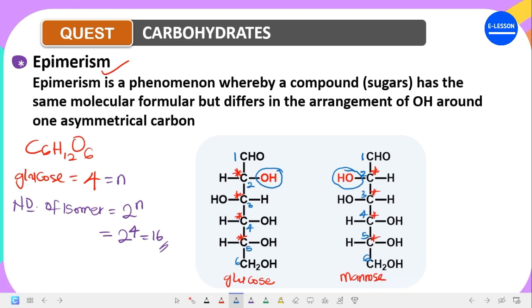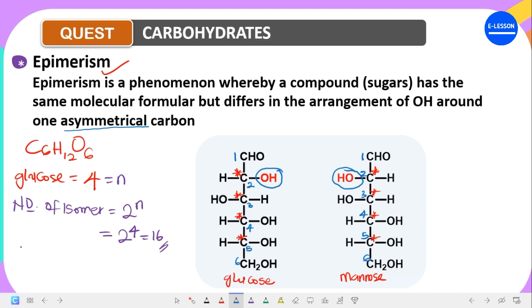Isomers, because they differ in the arrangement of the OH around one asymmetrical carbon. It must be an asymmetrical carbon. We already established that this is an asymmetrical carbon, which is carbon 2. The only difference between glucose and mannose is that in glucose, the OH group at carbon number 2 is at the right hand side, while for mannose, the OH group at carbon number 2 is at the left hand side. Every other thing remains the same. But the position of the OH group is what differs at carbon number 2. So we say that glucose and mannose are isomers at position number 2.